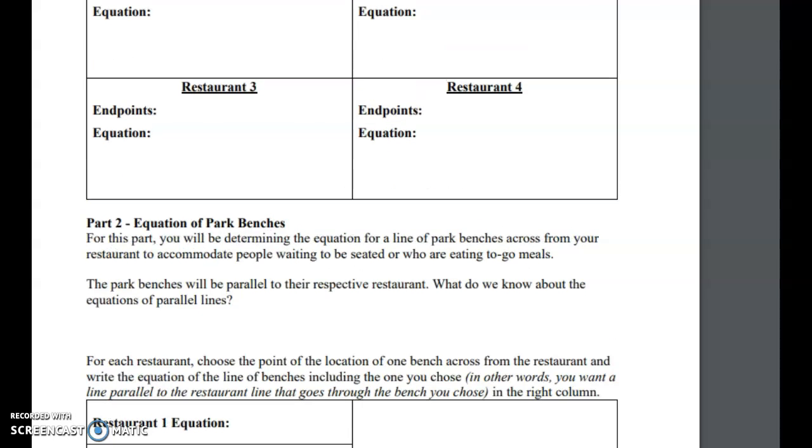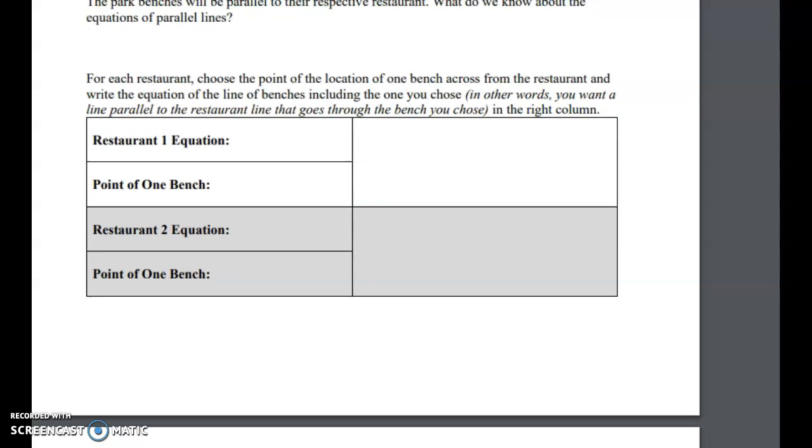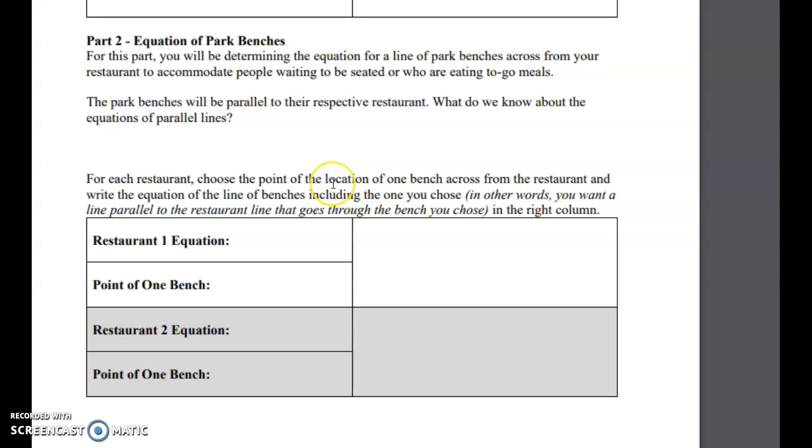For part 2 of the task, you're finding a random point across from your restaurant. It doesn't have to be anything special. Sorry, this is kind of glitchy. You're just finding another point. That new point is going to be your x1 and y1 when you solve for a line parallel. So you're finding the line parallel for the park benches.